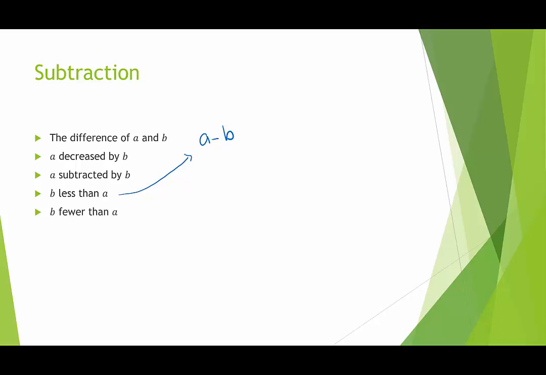B fewer than A. So fewer than is one of those words that kind of gets left out. We use less more than we use fewer, and we shouldn't because we should use fewer when it's appropriate. Also, B subtracted from A would also mean A minus B. So all of these imply A minus B, even though we see the last three start out with that variable that's being subtracted. We have to be really, really careful with subtraction.